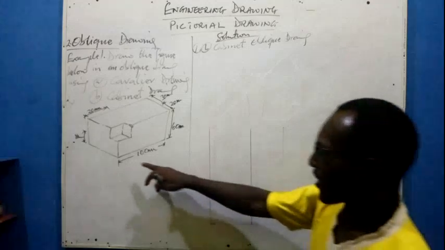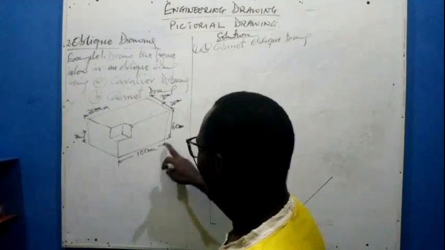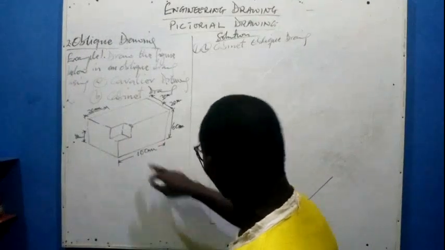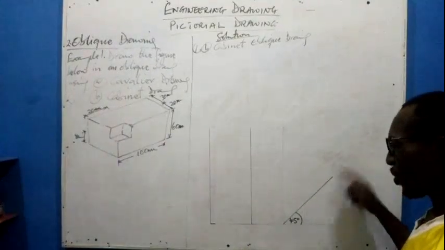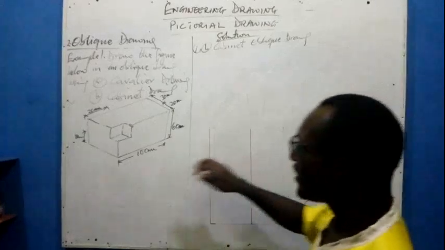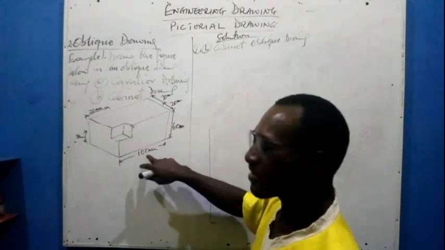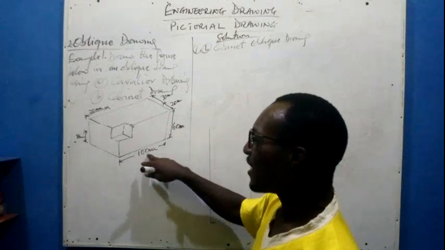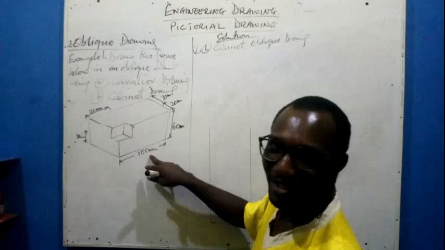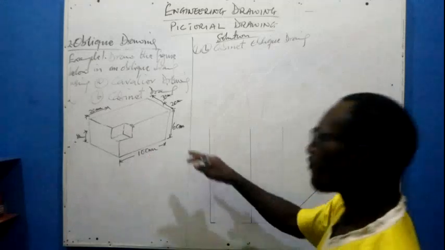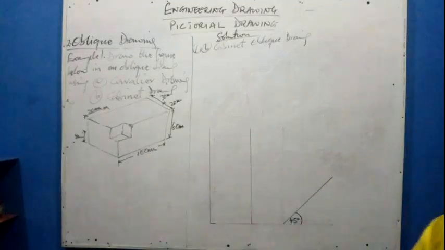Now I'll come to this side. Because now this one is sitting on the incline or on the 45 degrees, meaning that here you are using cabinet. Since you are using cabinet, here is 100. You are going to divide the 100 into 2. And what will you get? 50. The halfway. Now we are going to measure.